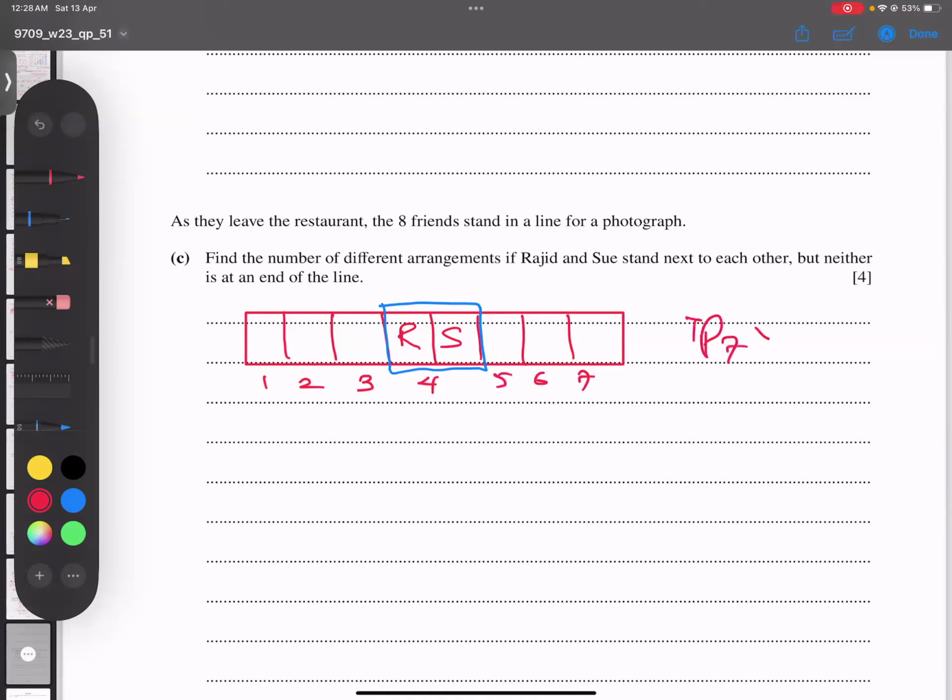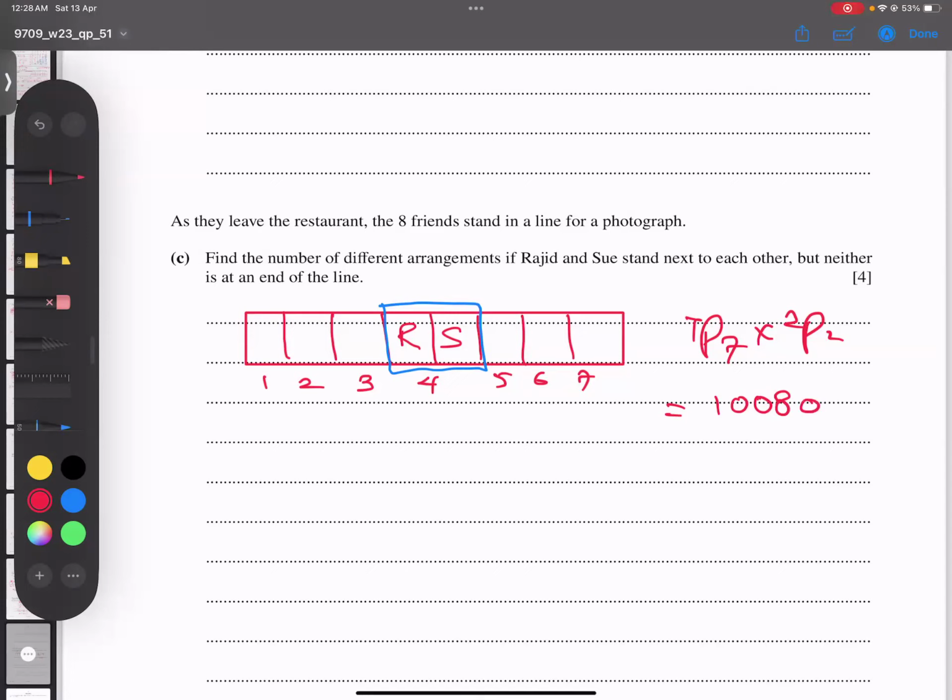So 7P7 into 2P2. This 2P2 comes from where? Because these two can shuffle also. S can come before and R later, or R before and S later. So that is why. And if you see this answer, 7P7 into 2P2 is 10080. This is the answer when they come together.